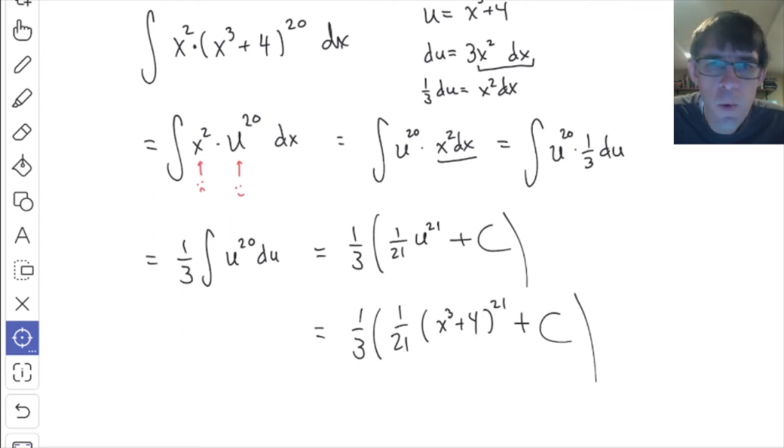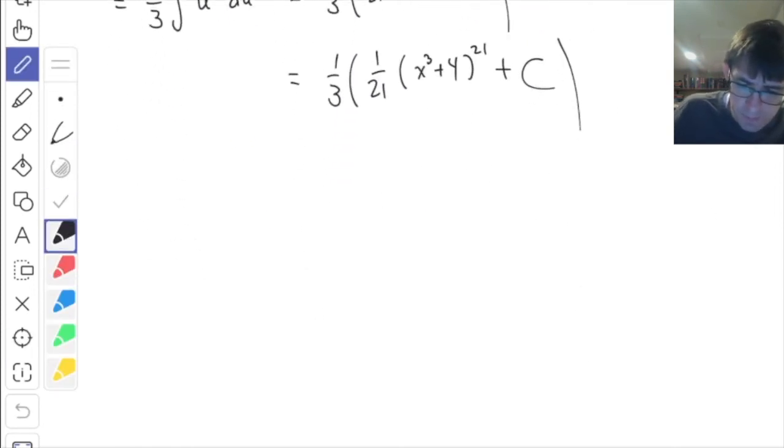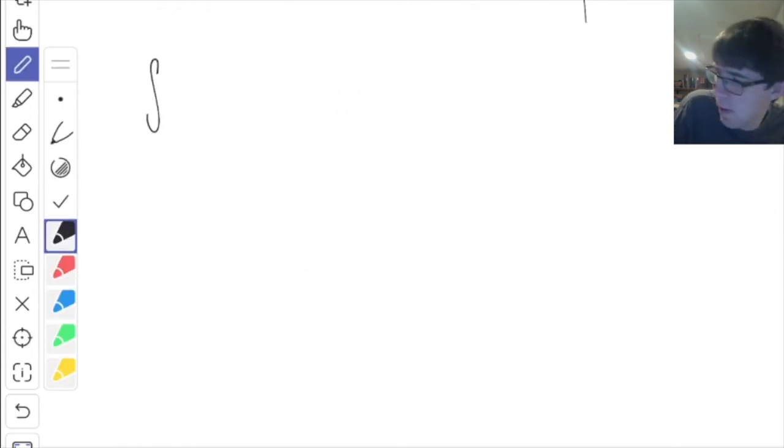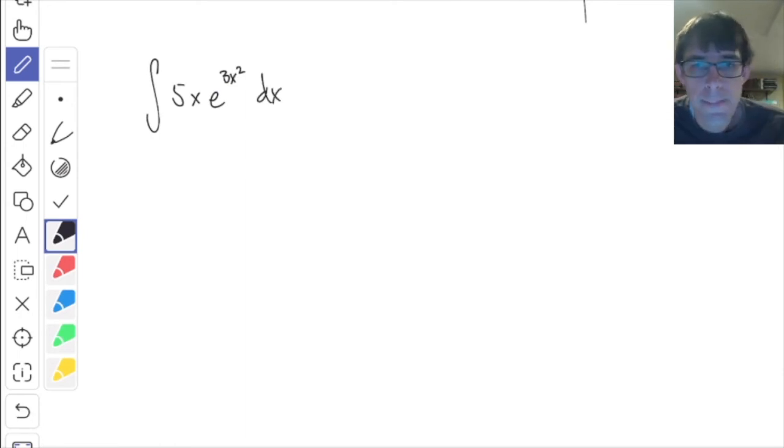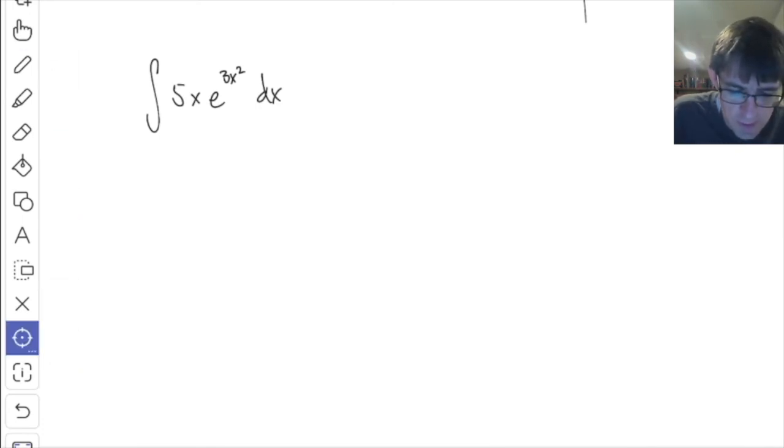All right, I got one more of these substitutions just for fun. Let's try the integral of 5x e to the 3x squared dx. All right. Again, your first thing when you look at this, you should think about, do I even need the substitution at all? You do in this case because I see two sort of giveaways that a substitution is necessary.